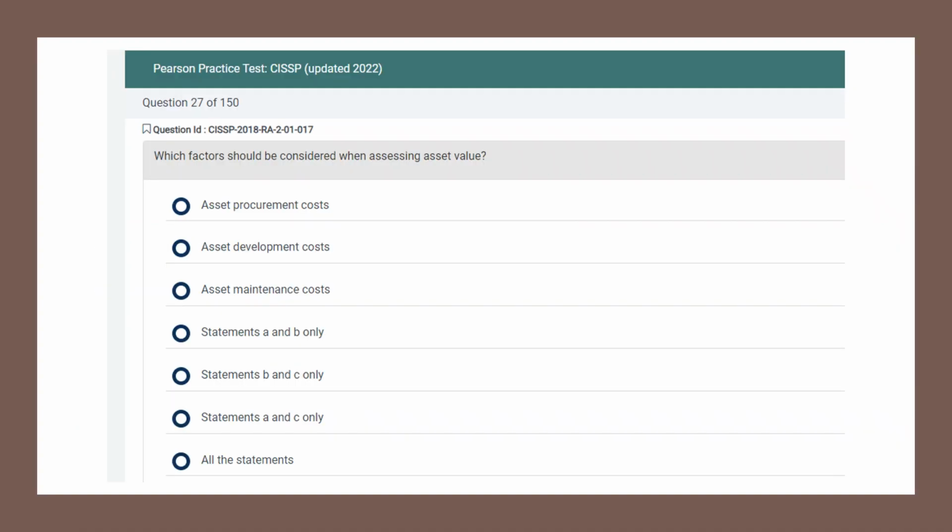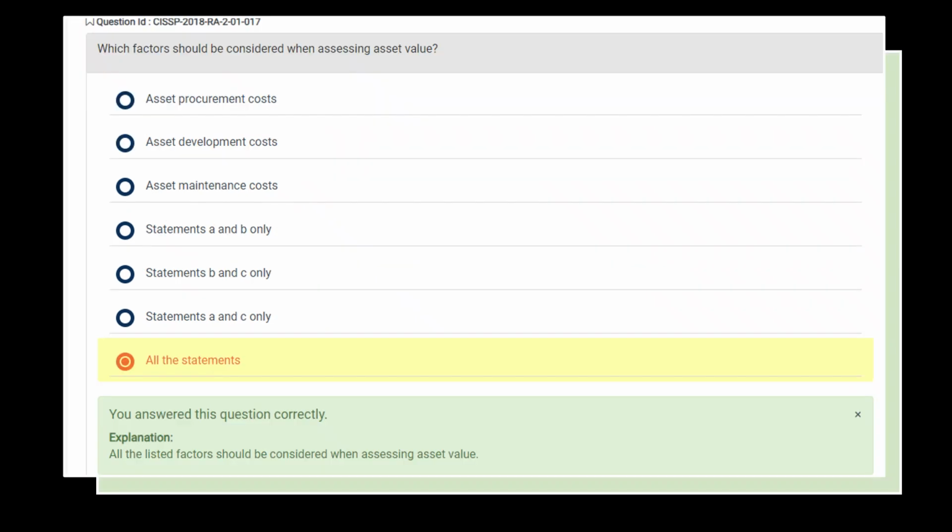Question 27. Which factors should be considered when assessing asset value? Asset procurement costs, asset development costs, asset maintenance costs, statements A and B only, statements B and C only, statements A and C only, or all these statements. All the listed factors should be considered when assessing asset value.